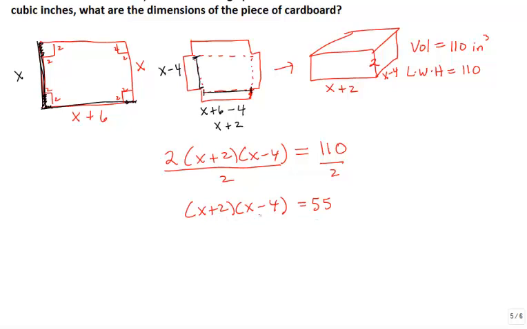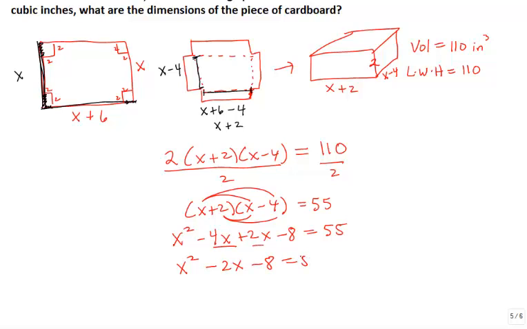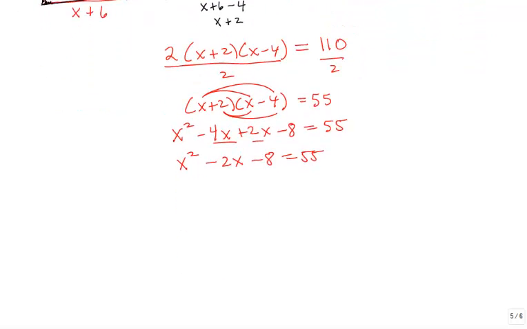Unfortunately, we have to FOIL out this whole left side, undo the parentheses, so that we can subtract the 55 over to the left side and get our 0. So let's FOIL on the left side. We're going to get x times x, or x squared. X times a minus 4 is minus 4x. Plus 2 times x is positive 2x. And plus 2 times minus 4 is negative 8. So we have x squared, and then these two middle terms combine to a negative 2x, and then minus 8 equals 55. Now we're almost ready to get our 0.